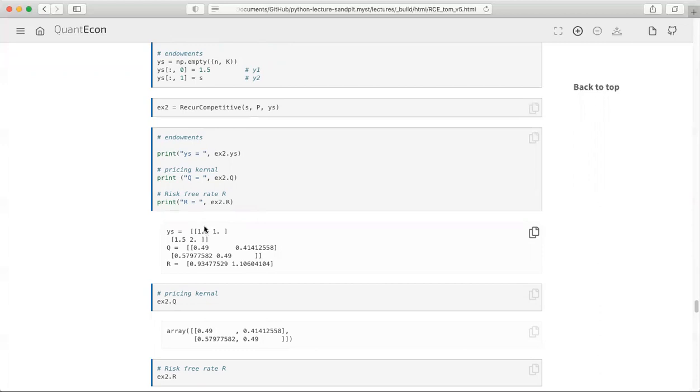The first guy gets 1.5 in the first state, 1.5 in the second state. The other guy gets 1 and 2. That's how to read this. Here's the pricing kernel. Pricing kernel is kind of interesting now. It's not that boring.